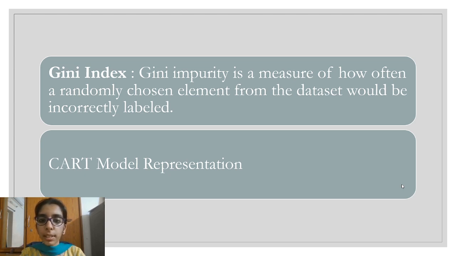CART model representation. A CART model is represented as a binary tree structure where each internal node represents a decision based on a feature and each leaf node represents a prediction. The tree structure is easy to interpret, allowing visualization of the decision process and feature importance.